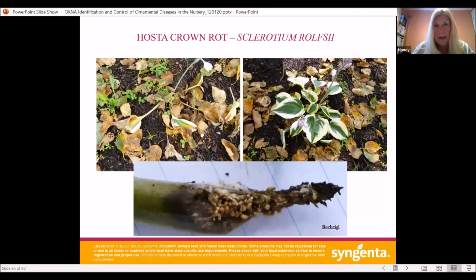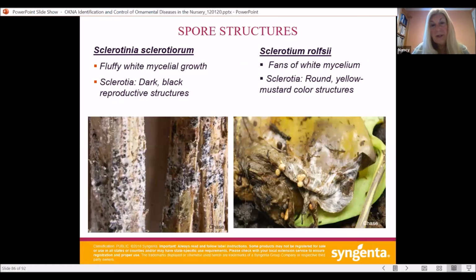Just wanted to show you, if you're growing hosta, you may encounter crown rot issues. This is with Sclerotium rolfsii. This is what happens. It literally melts down in the field. The indication of Sclerotium rolfsii are these mustard seed-like structures, the reproductive structures that will form on the infected tissue. Now, Sclerotium rolfsii sounds very similar to Sclerotinia, but they're different, and the reproductive structures do look quite a bit different. So you get fans of white mycelium with Sclerotium rolfsii and the mustard seed.